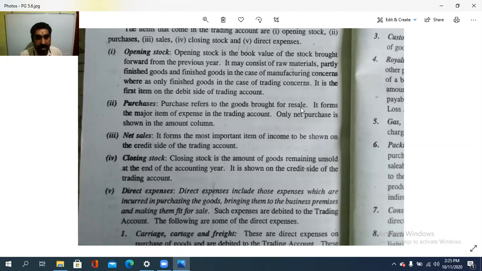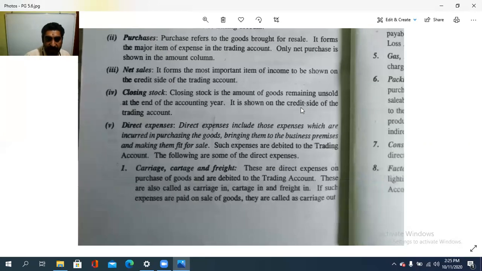And direct expenses. These include expenses which are incurred in the purchasing the goods, bringing them to the business premises, and making them fit for sale. That is finished products ആക്കി മാറ്റുന്നതിന് പ്രൊഡക്ഷൻ പ്രോസസ്സിന് യൂട്ടിലൈസ് ചെയ്യുന്ന എന്തെല്ലാം ഉണ്ടോ ആ ഇത്, അതായത് അത് റോ മെറ്റീരിയൽ ആയിട്ട് കൊണ്ടുവന്ന് അതിനെ ബിസിനസ് പ്രൊസസിലേക്ക് കൊണ്ടുവന്ന് അതിനെ മേക്കിംഗ് ദം ഫിറ്റ് ഫോർ സെയിൽ. അതാണ് all the direct expenses denotes. Such expenses are debited to the trading account and following are the sum of the direct expenses: carriage, cartage, and freight. These are direct expenses on the purchase of goods and are debited to the trading account. These are also called carriage in or cartage in or freight in.